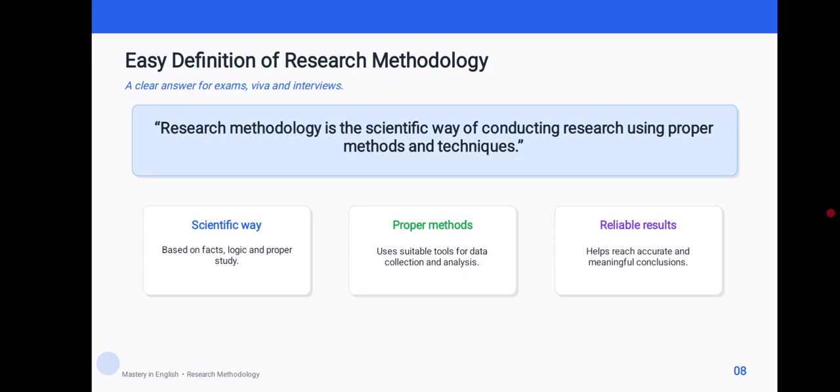And second we have proper method. Proper method means the suitable tools are used for collecting and analyzing data. And another term we used here, reliable result. Reliable result means research gives the accurate and meaningful conclusions. So without proper methodology, research may become confusing or inaccurate.